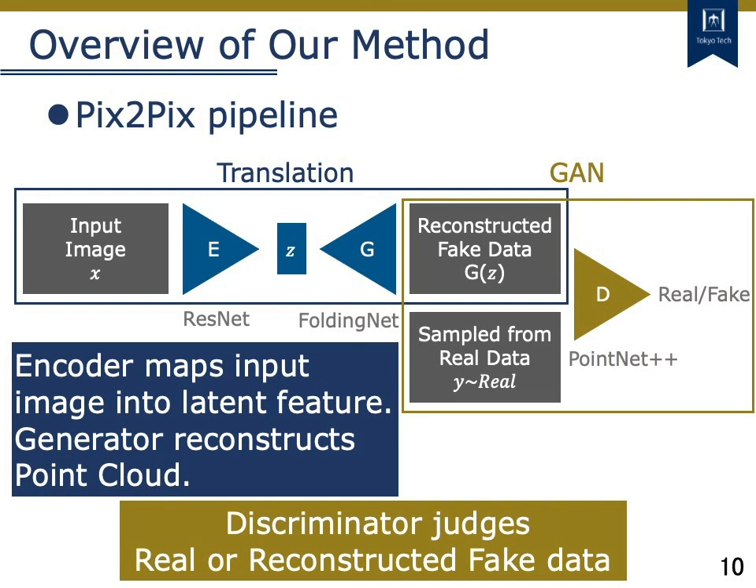Now, I'd like to show the overview of our proposed method. Our network consists of translation and GAN. Translation uses 2 networks, encoder and generator. The encoder maps input image into latent feature Z. The generator reconstructs fake point cloud from latent feature from the encoder. Additionally, we use GAN-like discriminator to judge the reconstructed fake data by the generator or randomly sampled from real point cloud data. The discriminator leads to a realistic and clear generated point cloud.